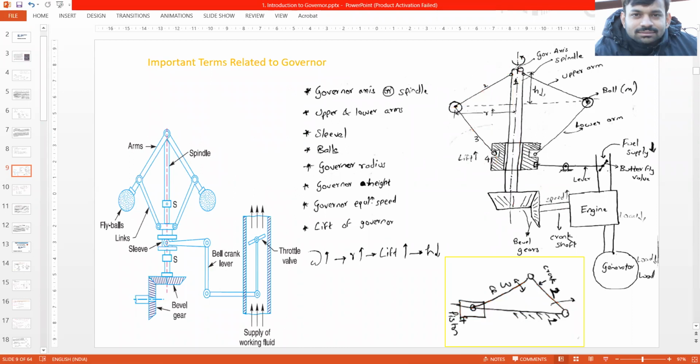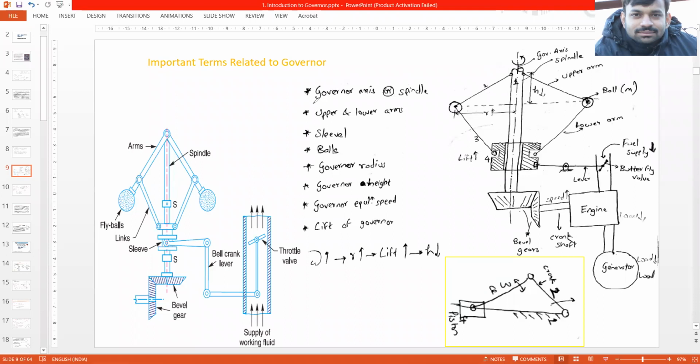So during construction, this upper arm is hinged to the spindle, so it can go like this also, it can go like this also. Similarly, this lower arm is hinged to the sleeve. All right, so this is a kind of slider crank mechanism. So it would be easier for you to visualize and understand how this works.